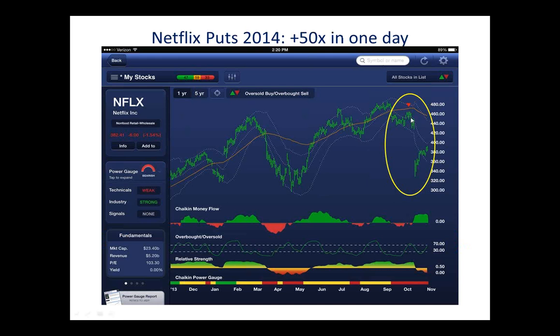Netflix was one of the biggest ones I think we've ever seen recently. This was his bearish stock of the week. Earnings were coming. The power gauge was flipping a little bit between neutral and bearish, went solid bearish in September. We can see the personality change. Came a little bit later, but right here we got the overbought sell. Earnings were coming out, negative power gauge.